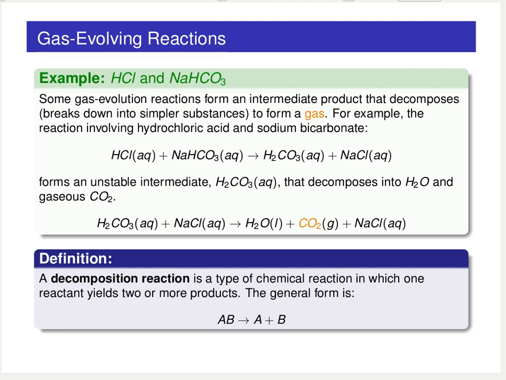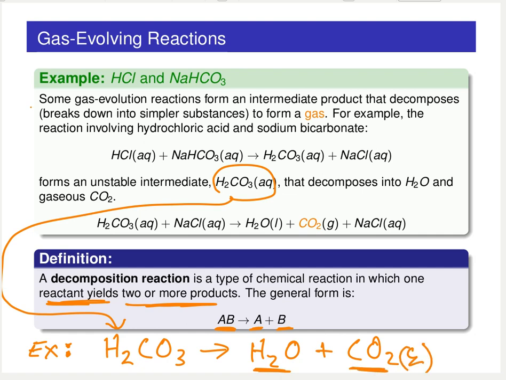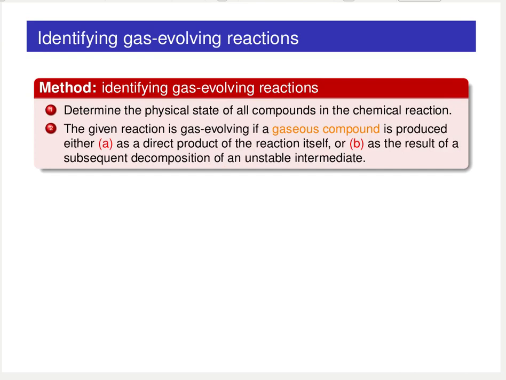A decomposition reaction is a type of reaction in which you have one reactant that breaks down, decomposes, into two or more simpler products. So the general form would be some reactant AB breaking apart to form separate substances A and B. So if I go back here and take this intermediate product that we formed in the reaction above, the decomposition reaction in our HCl sodium bicarbonate example is this. We have H2CO3 breaking apart into two simpler compounds, and of course one of them turns out to be a gas.